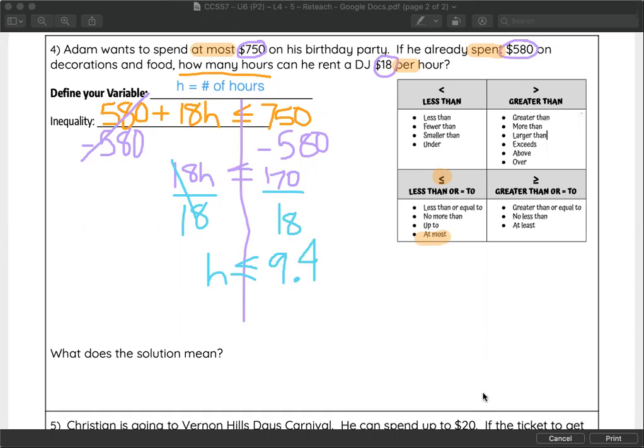So what does this solution mean? It doesn't necessarily make sense to be renting a DJ for 0.4 of an hour. They probably would make you rent it for complete hours. So if he only has money for 9.4, we can't round that up to 10. We have to round down. So what does it mean? Adam can rent the DJ for 9 hours or less. Because it has to be less than or equal to 9.4, the highest whole number it could be is 9.